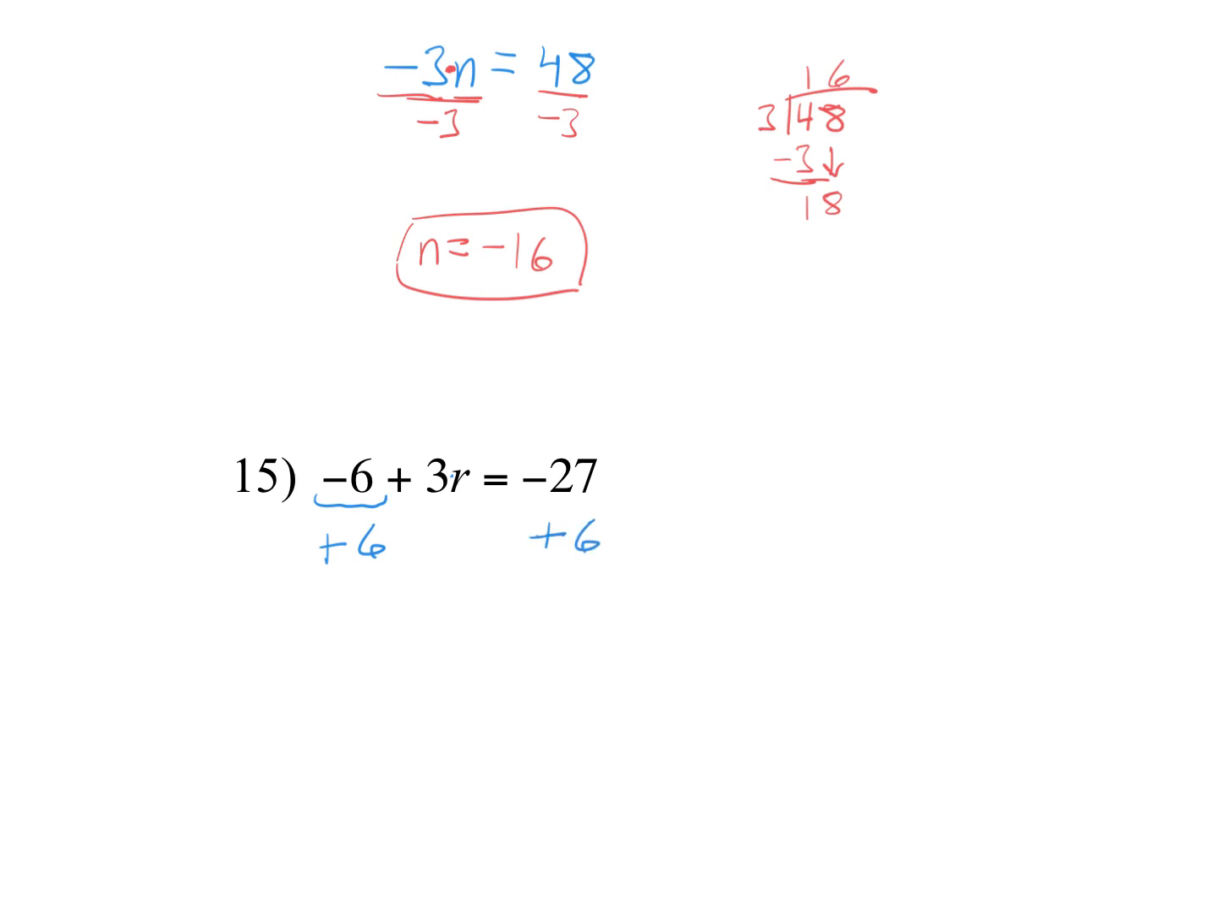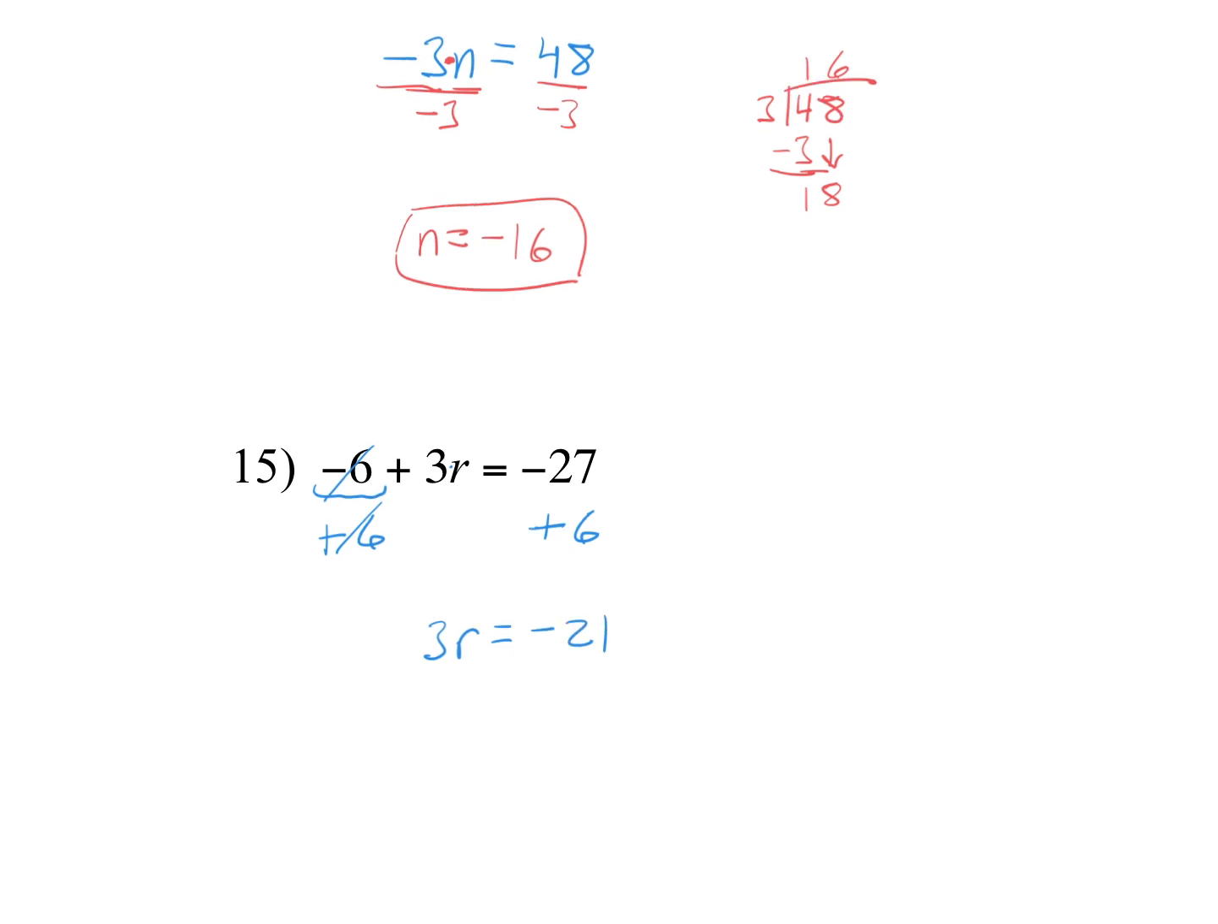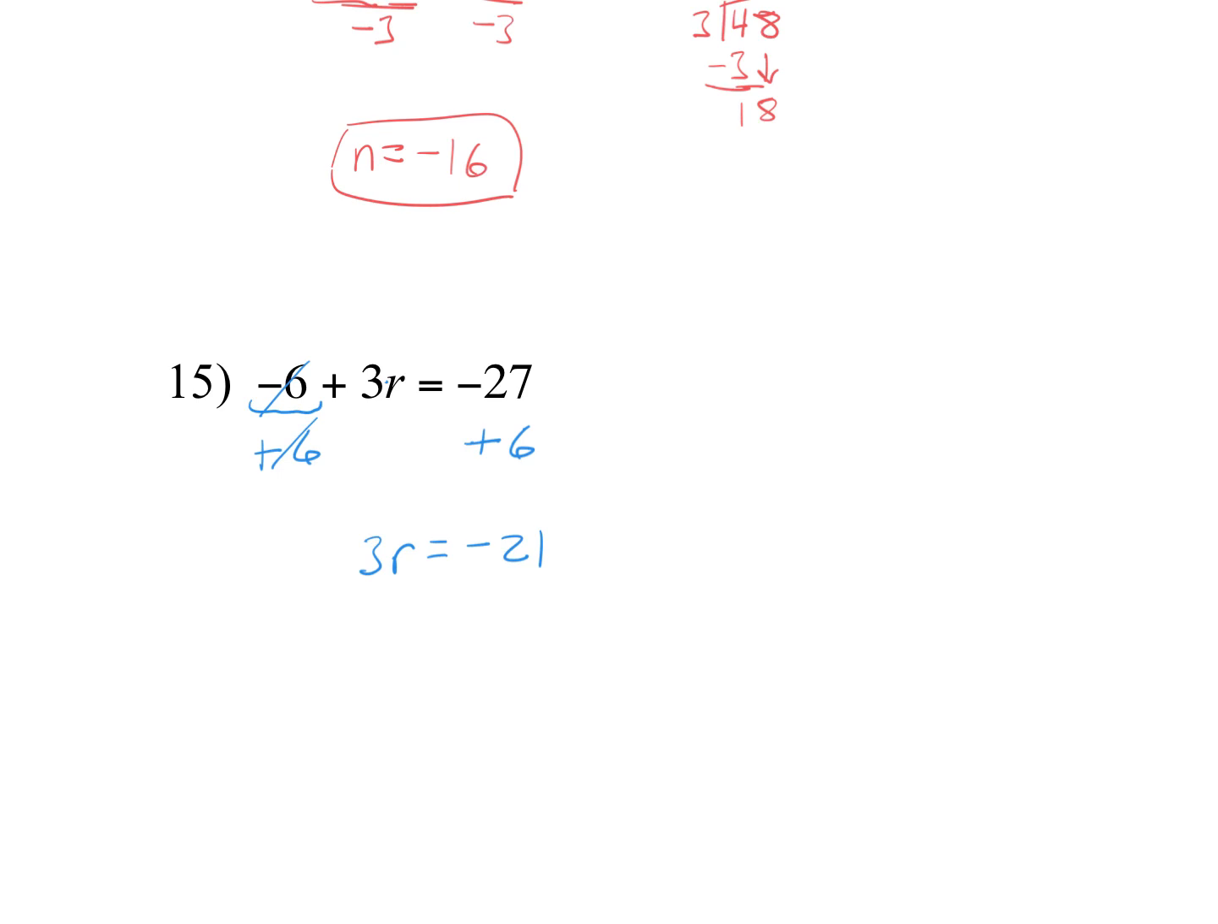sides. So then negative 6 plus 6 goes away, and we get 3r equals negative 27 plus 6. They have opposite signs, so we subtract and keep the sign of the bigger number. So 27 minus 6 is 21, and 27 is negative, so we keep the negative: negative 21. And like I mentioned before, this 3r is the same as 3 times r, so we want to divide by 3 on both sides. 3 divided by 3 is 1, it goes away. So we get r equals negative 21 divided by 3, which is negative 7.